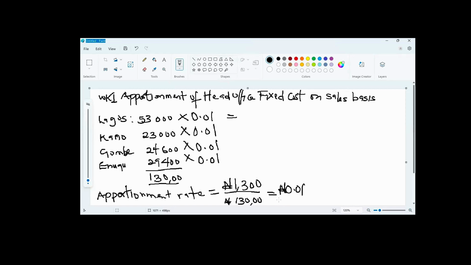Now the allocation: this is 530, this is 230, this is 246, and this is 294. If you sum up, it must give you back 1,300. You are done with the apportionments. Move back to your page 1.